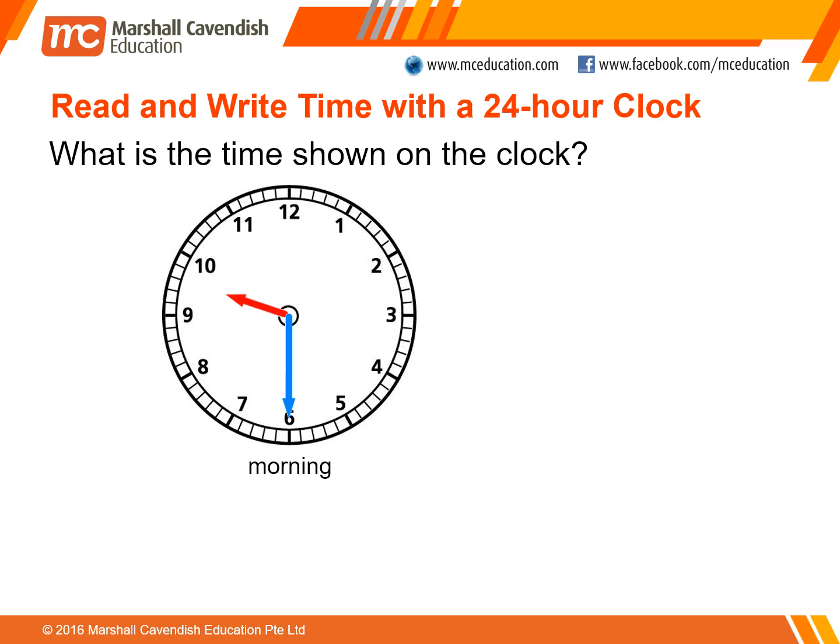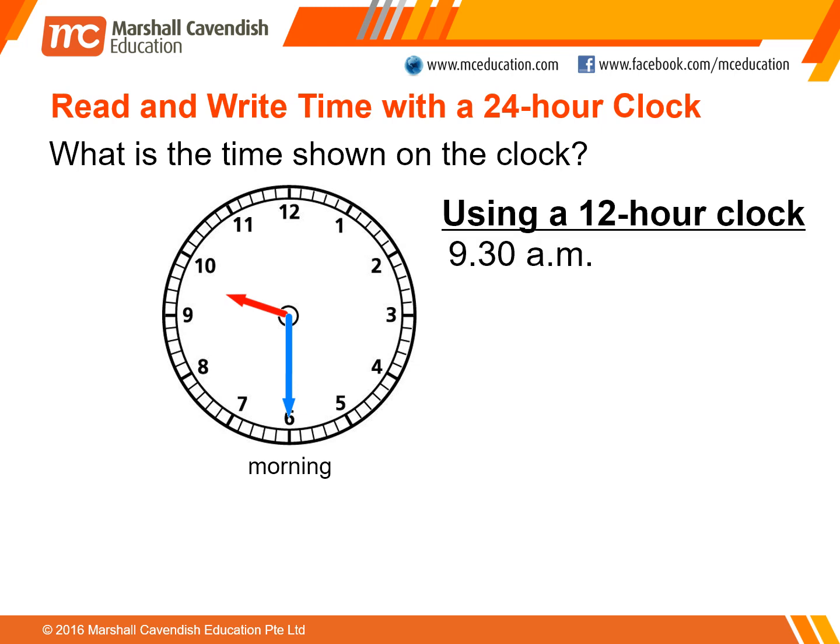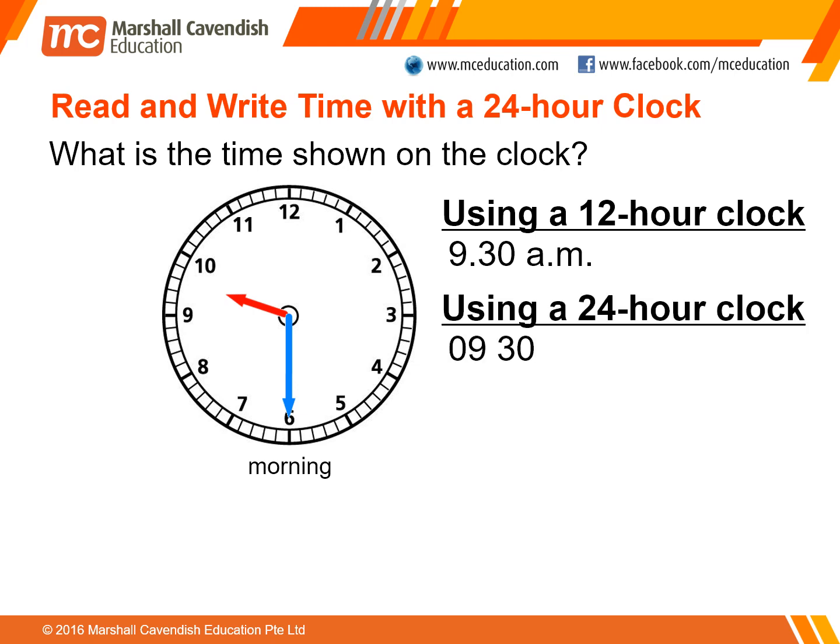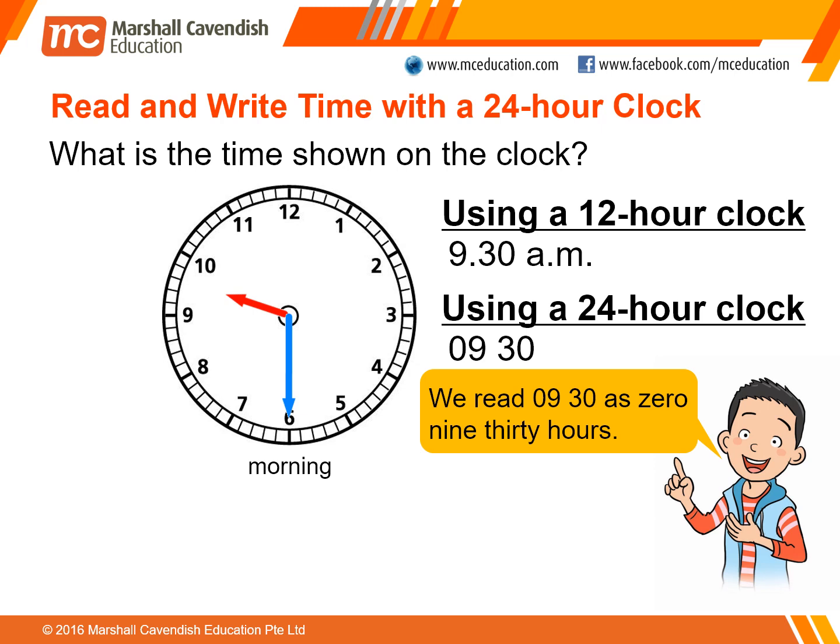This is 9:30. Using a 12-hour clock, if this is in the morning, you will say that this is 9:30 a.m. If you are using a 24-hour clock, because this is before noon, then you will write it as 09:30. You will use the time as it is. So we read 09:30 as 09:30 hours.